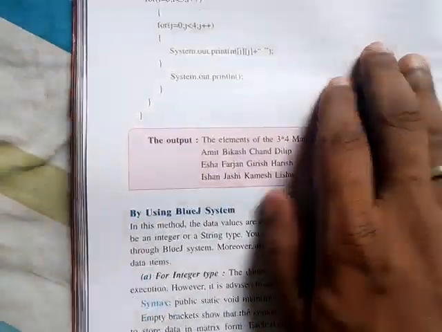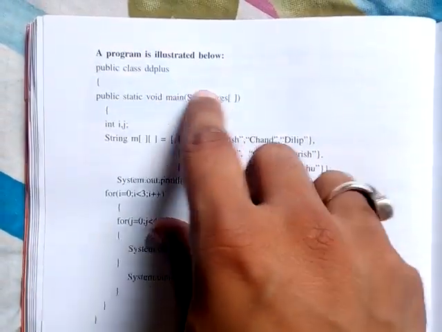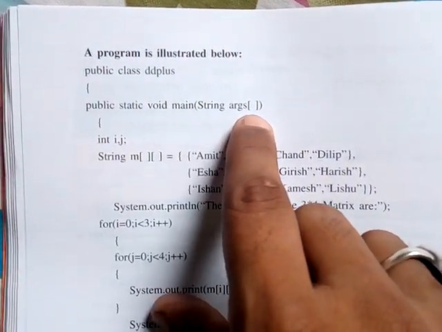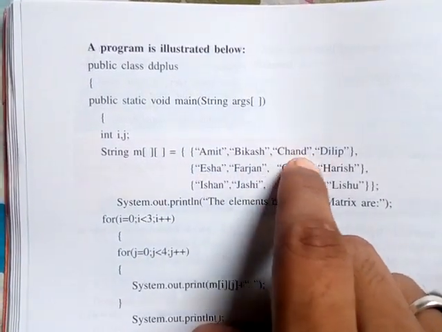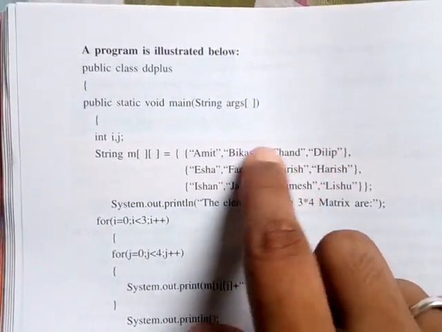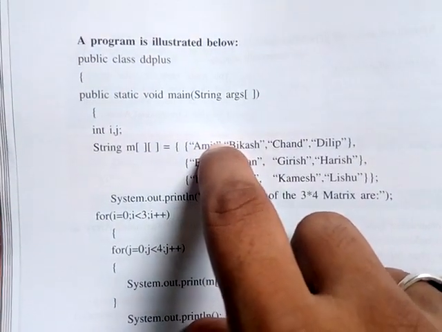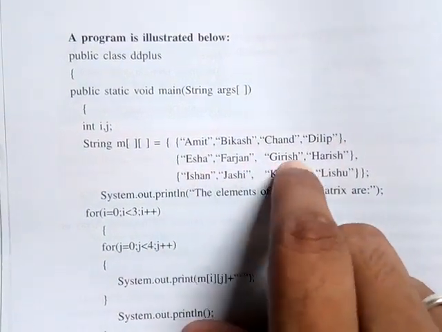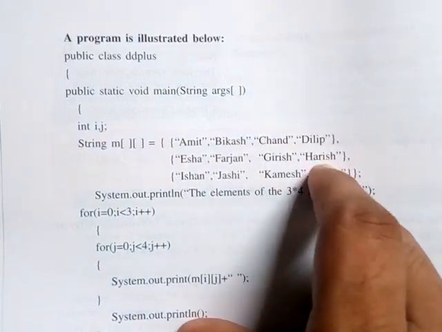See, this program I am also explaining to you so that it will be easy for you. A program is illustrated below. public class dd, public static void main(String args[]), int i, j, String m equal to Amit, Vikas, Chand, Dilip, Isha. So these are the names, or in this array we are going to deal with strings. Why strings? Because they are enclosed by double quotation marks, open and close. And this is the first row, this is the second row, this is the third row, first column, second column, third column, fourth column.